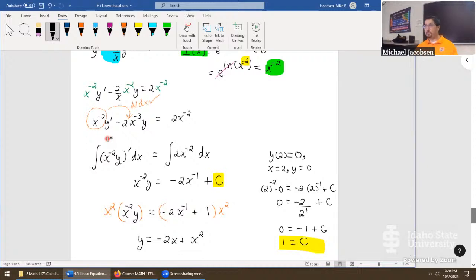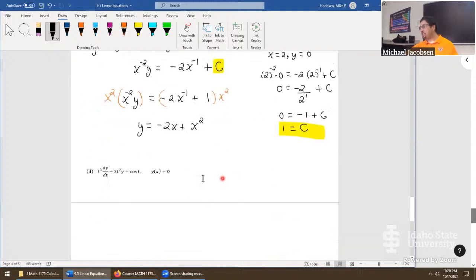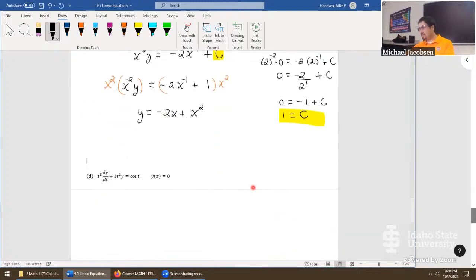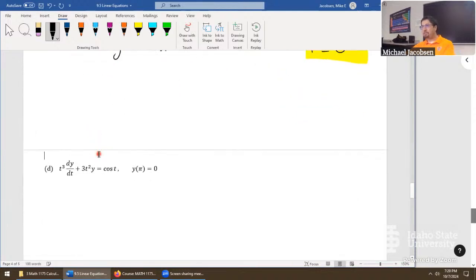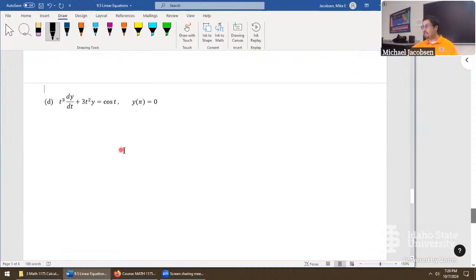Okay, well, let's try out one other one. Then we'll look at an application and then jump into chapter 11. So here's our next one for the day. I need to zoom in on that. This one's using Leibniz notation, but it doesn't matter whether you're using Leibniz or Newton's prime notation on these problems. Whereas in section 9.3, the separable equations, you always want Leibniz notation because you're separating out dy dt.